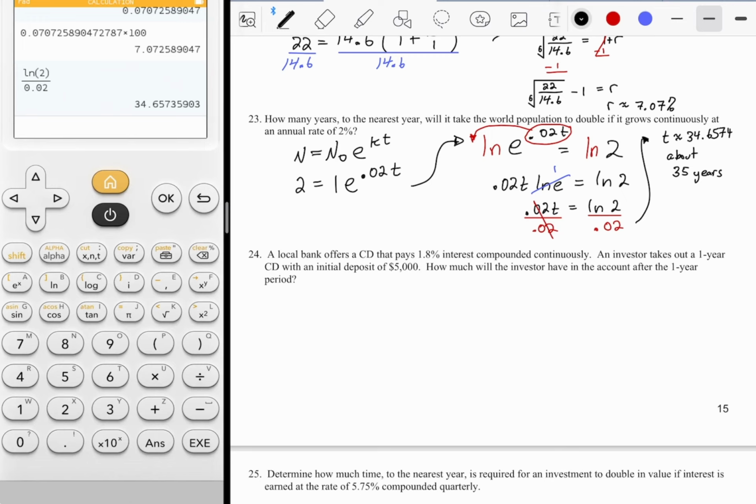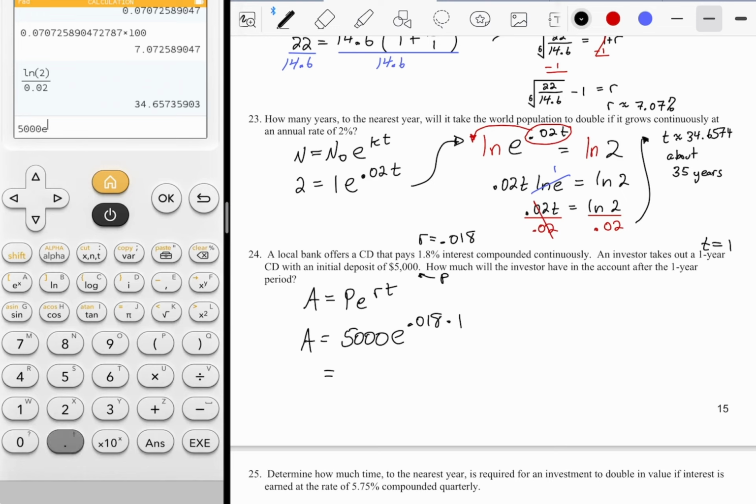Number 24. A local bank offers a CD that pays 1.8% interest compounded continuously. Compounded continuously is A equals P e to the RT power. He takes out a 1 year investment, so T is equal to 1. 1.8% is 0.018, and he's starting off with a P value of 5,000, and we want to know what the final amount is going to be. So 5,000 e to the 0.018 times 1. So this is just plug and chug.